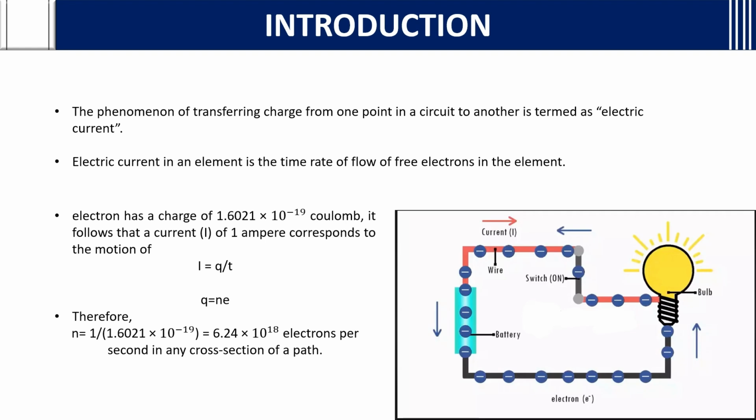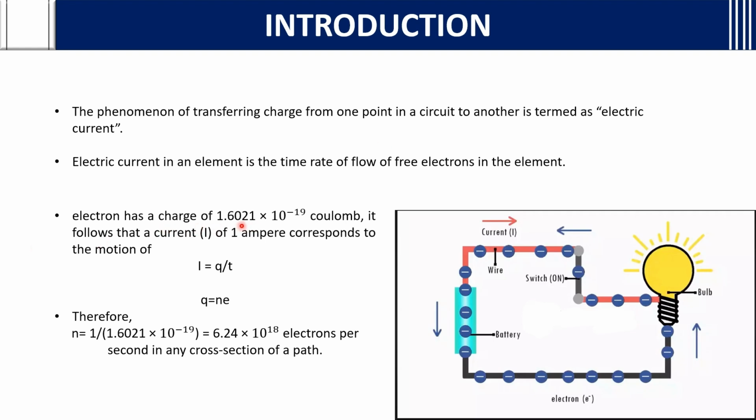Introduction. The phenomenon of transferring charge from one point in a circuit to another is termed as electric current. If there is a transferring of charge from one point to other, then it is known as electric current. When the charge is moving from one point to other, electrons are also moving with some rate of flow of free electrons. Electric current in an element is the time rate of flow of free electrons in the element. So when charge is transferred, a number of electrons also move with this charge, and electric current is produced.